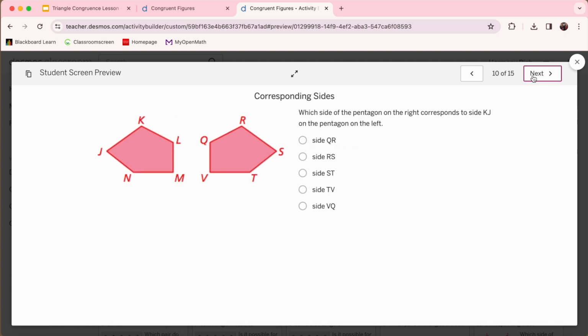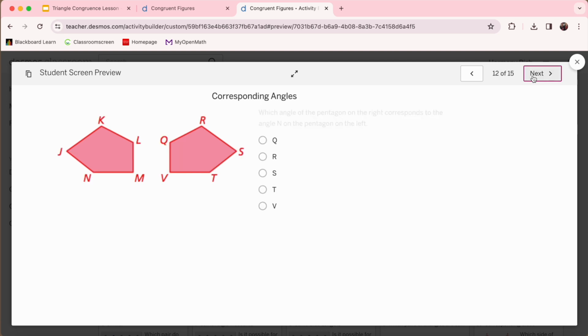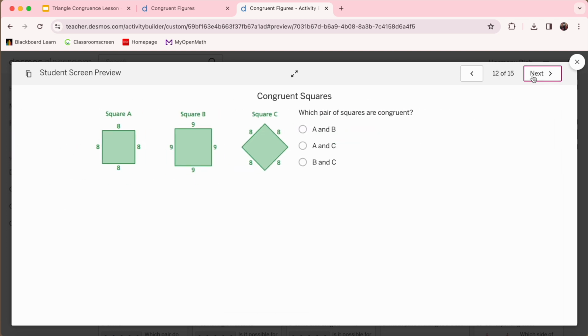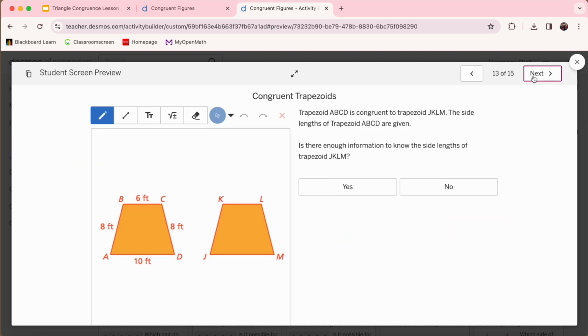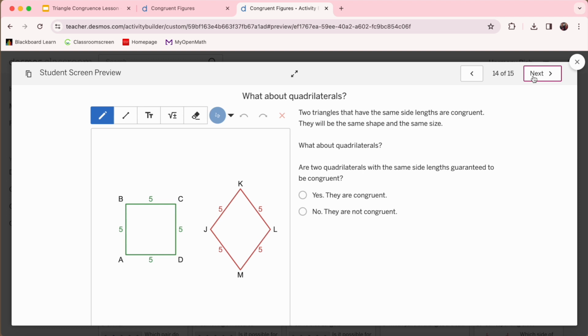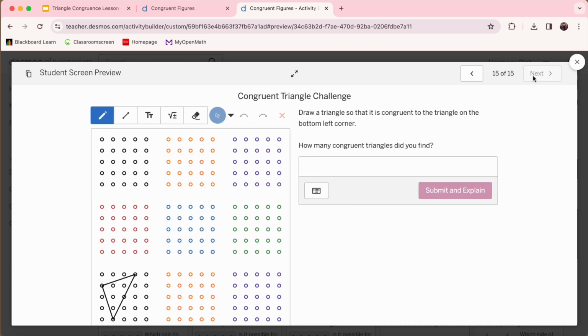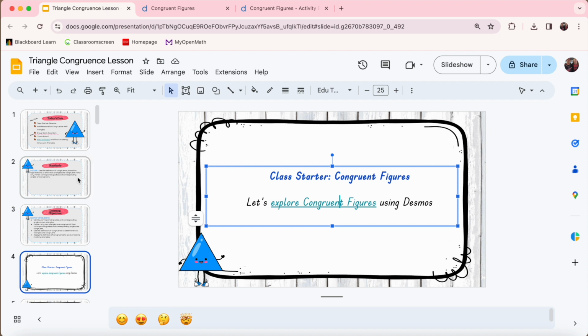This one, because some slides may take longer than others, I definitely would allow students to go at their own pace, almost like a bell ringer, if you will. So yes, it does go over other shapes, but it's also really driving home the difference between similar and congruent, since we are going to be spending time with congruent triangles.